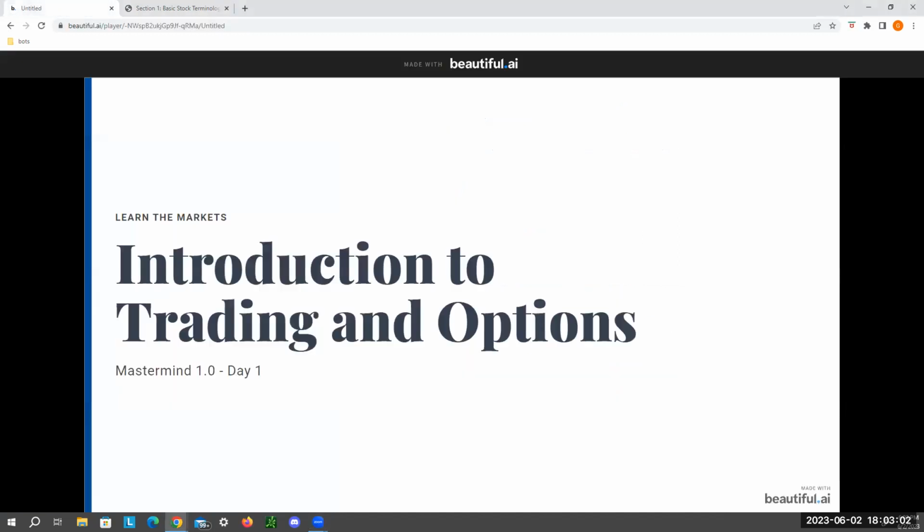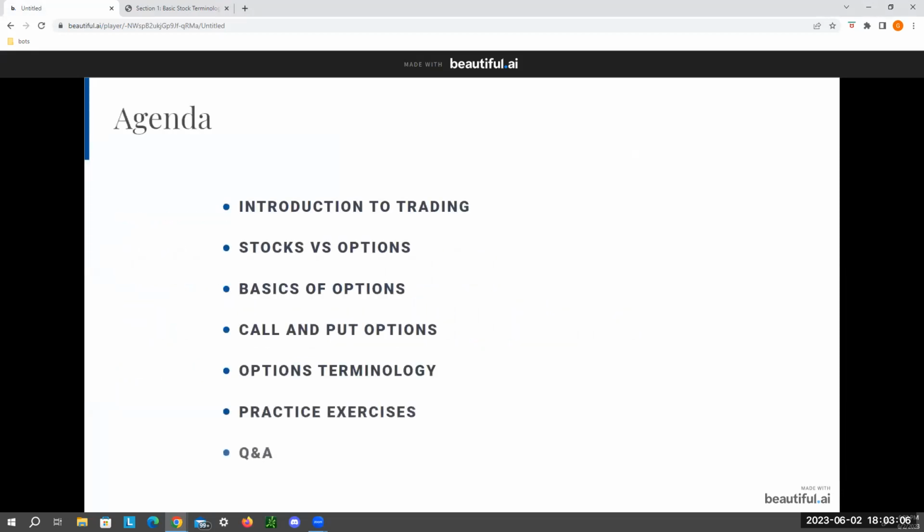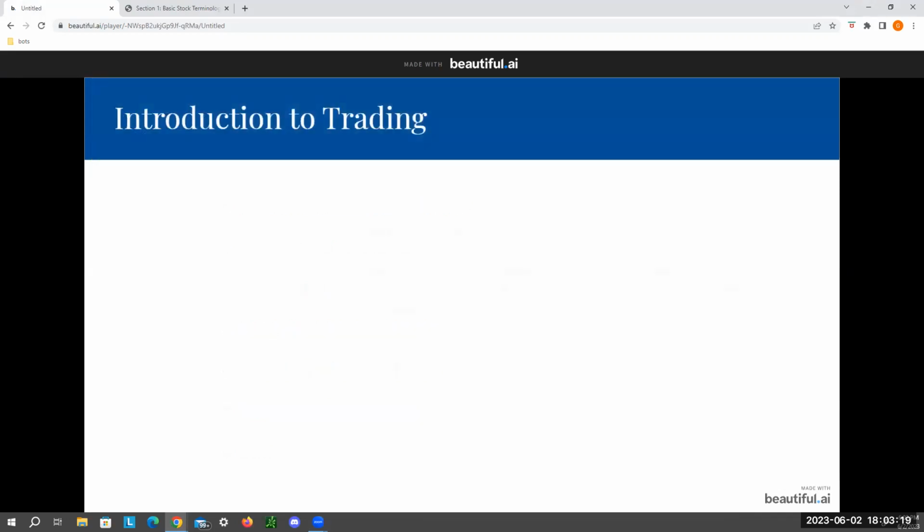So now that you guys are familiarized with those very basic words, we'll get right into it. Our agenda for today, we're going to get you introduced into trading, stocks versus options, the basics of options, call and put options, options terminology, some practice exercises, and then a short Q&A at the end.